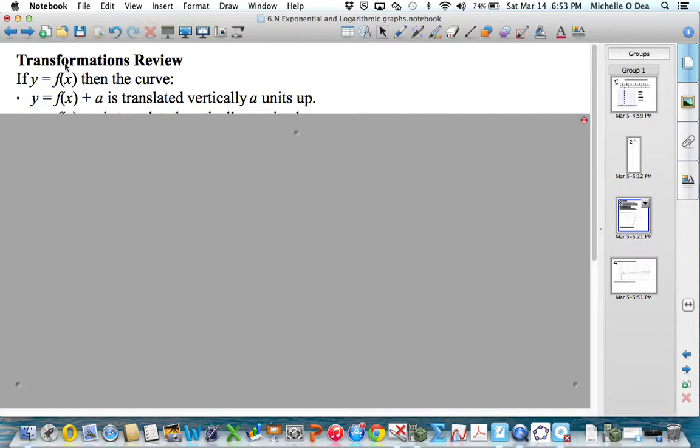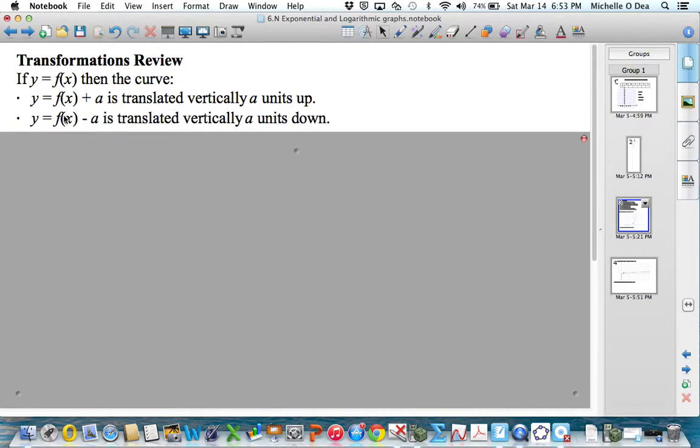If we have some function, and remember these transformations work for any type of function, even though in this podcast we're going to focus on exponentials and logs. If we have some function f of x, and then we add a constant to that function, it's translated vertically a units up. And then similarly, if we subtract a number from the function, it's translated a units down. So that's quite easy. Remember, if it's outside of the function, it's always a vertical transformation.